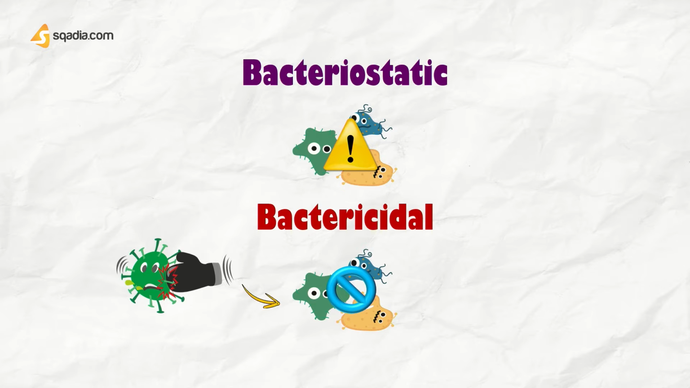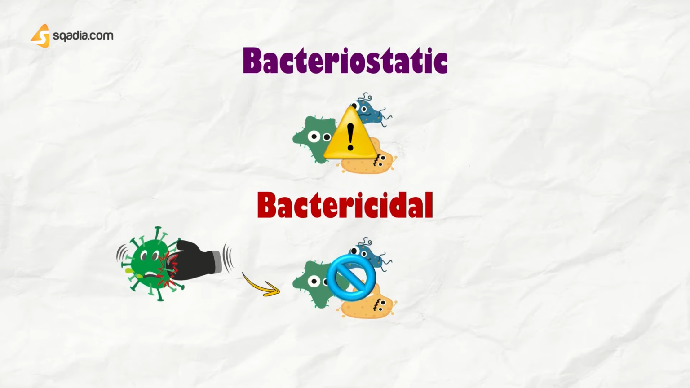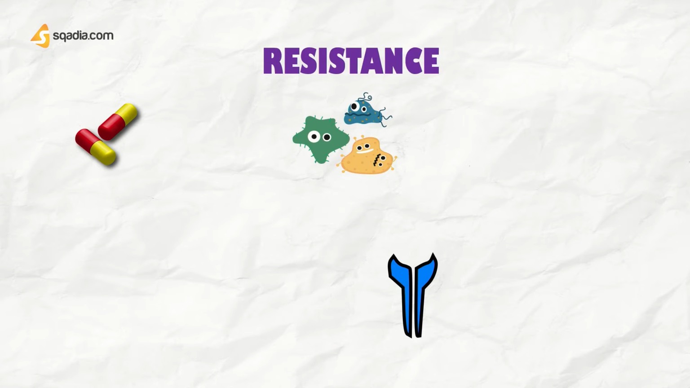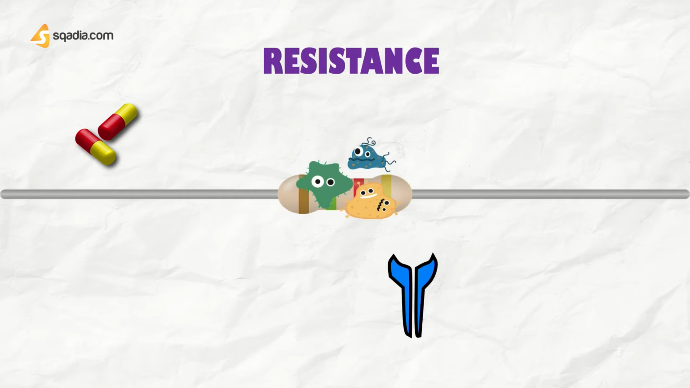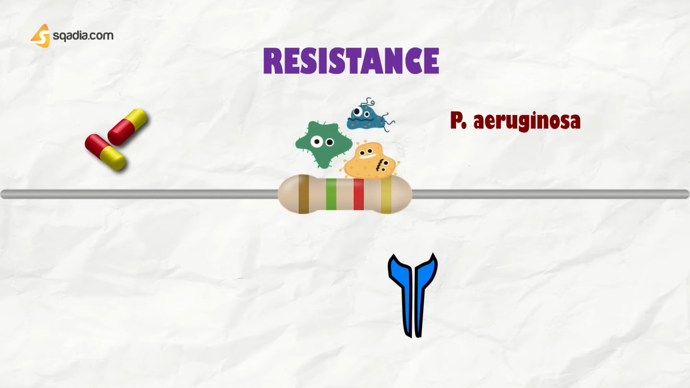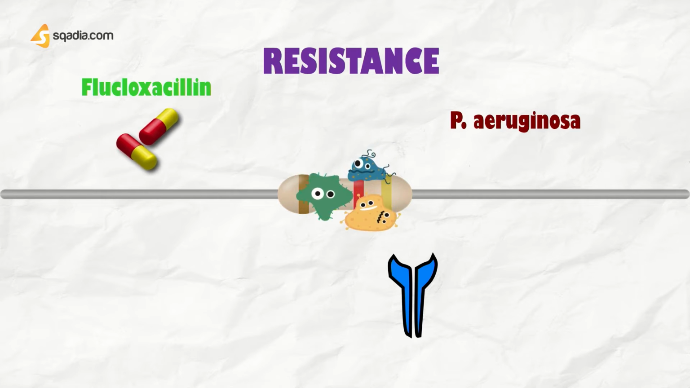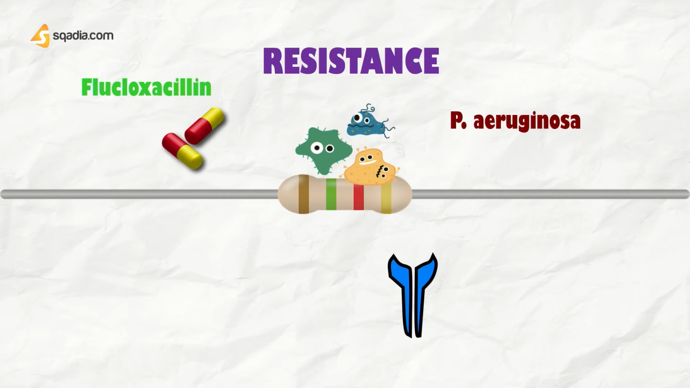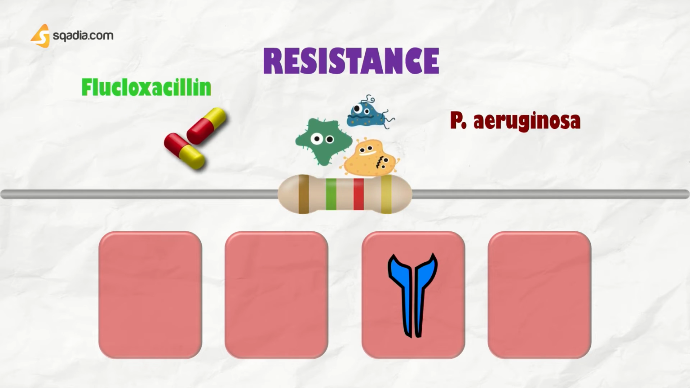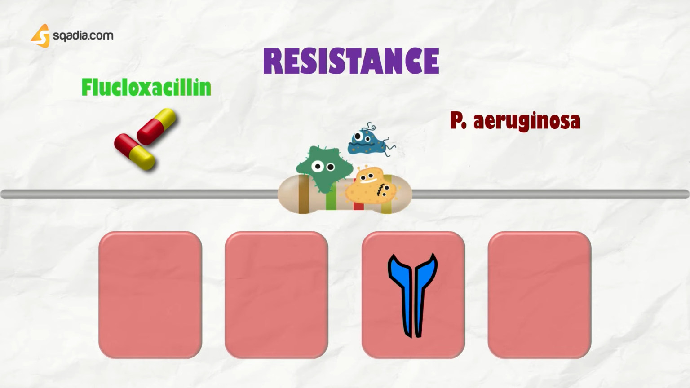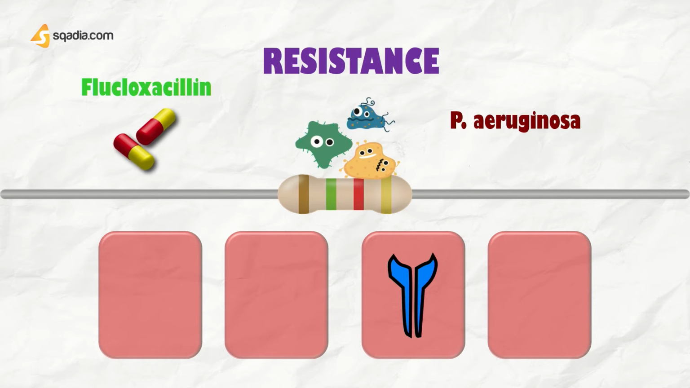Resistance to antimicrobial drugs can be acquired or innate. In the latter case, an entire bacterial species may be resistant to a drug before its introduction. For example, Pseudomonas aeruginosa is resistant to flucloxacillin. More serious clinically is acquired resistance, where bacteria that were once sensitive to a drug become resistant.